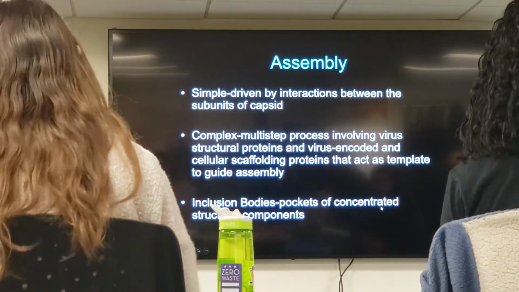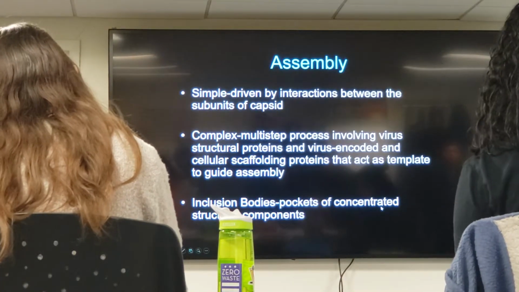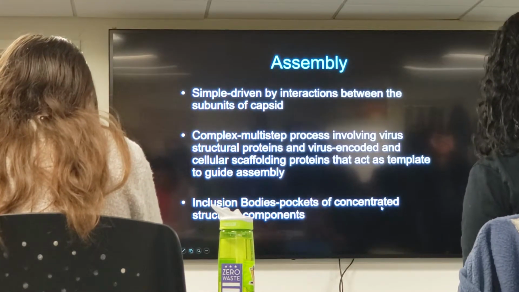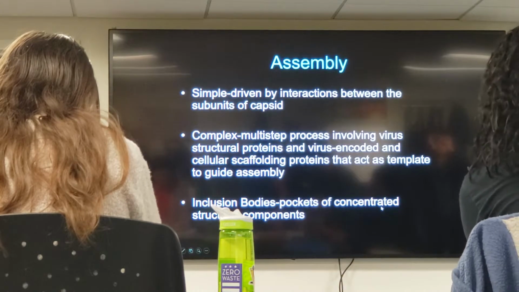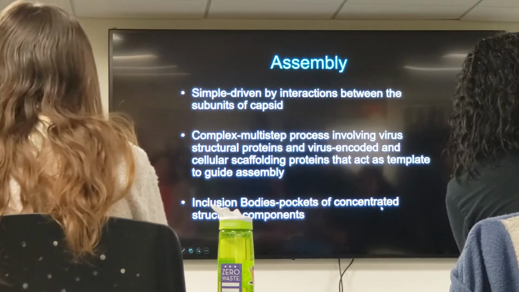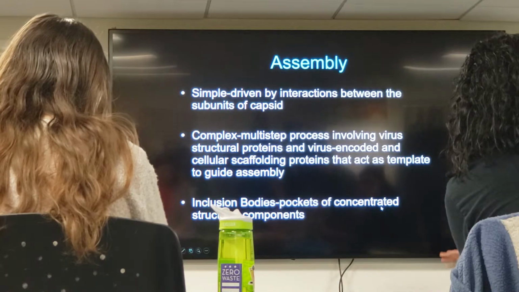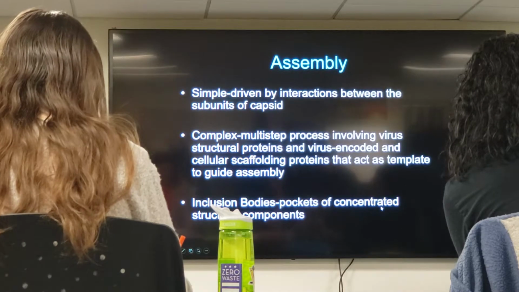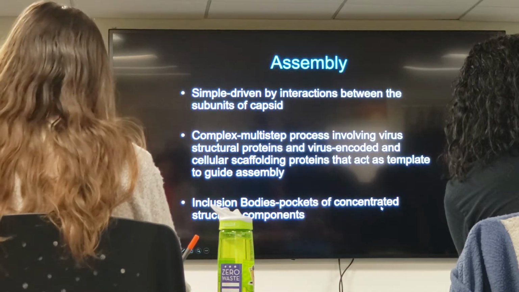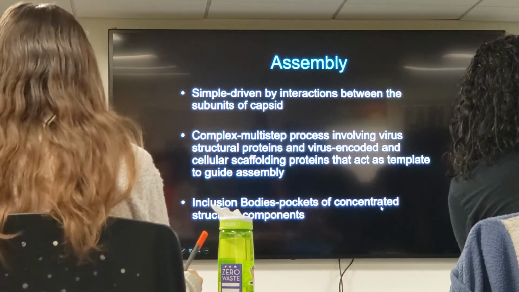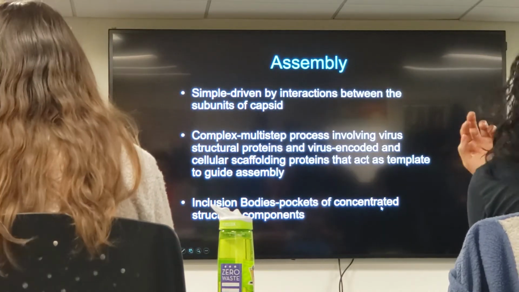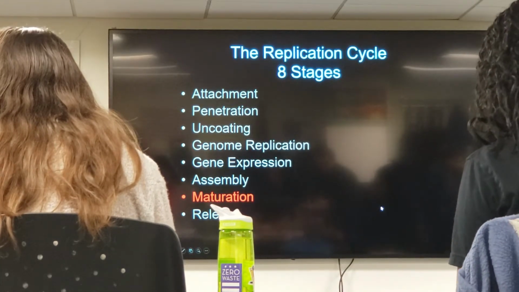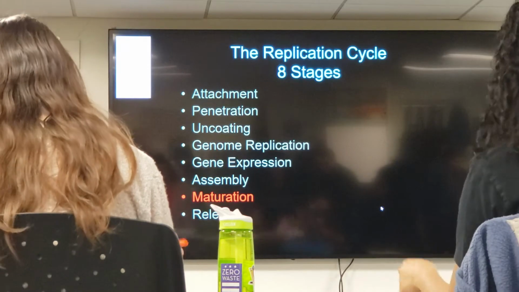All right, so assembly is driven by lots of different things. Again, we have these inclusion bodies. It can be a simple interaction between the subunits of the capsid, so as soon as those protein particles come together, we're ready to start assembling. It can be much more complex and involve scaffolding proteins that are virus encoded and cellular scaffolding proteins. It really just depends on the virus how they go about the process of assembly. All right, the next stage is maturation. This is where the virus actually becomes infectious.